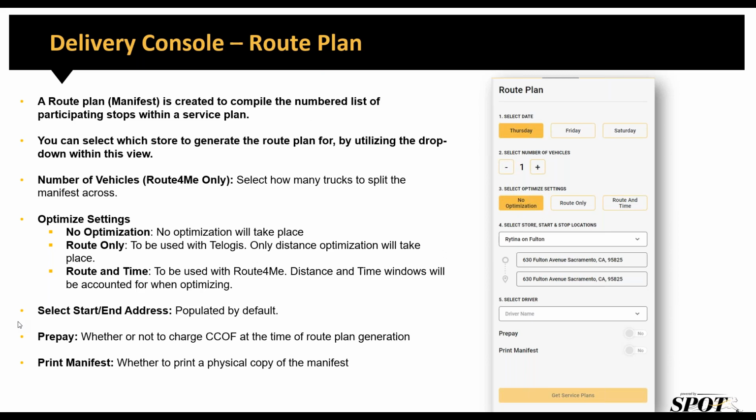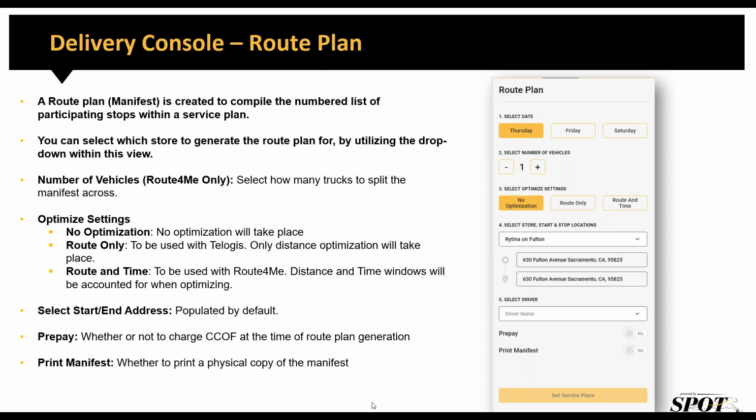The first one is the select date. So this one still looks exactly the same as it does in Spot. You're just saying for what day are we running the manifest for. This hasn't changed really, but if you notice the very second setting right after that, the number of vehicles, now that is something that we've added recently. You may be wondering what exactly does that do?